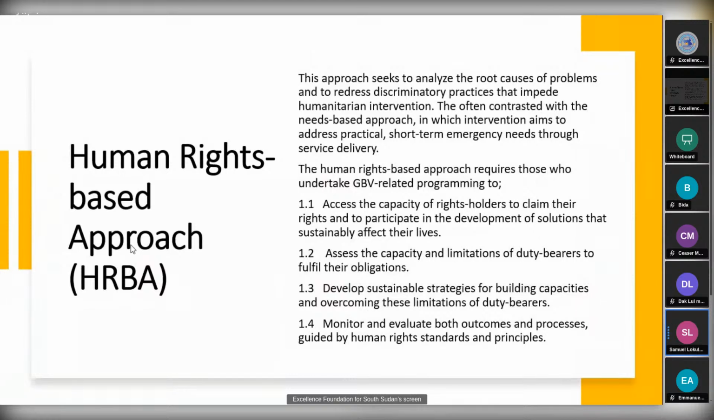delivery. So the human rights-based approach looks at the intervention on how we can address practical needs in the short term, which means in the emergency. If we want to provide things in an emergency, that approach is called the human rights-based approach, looking at the short term.